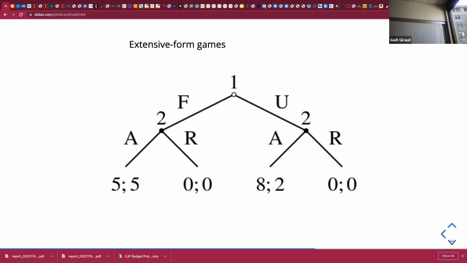So now to understand who is going to play what, obviously, suppose you are player 2, and suppose you are on the left here. Then what will you do? You will obviously choose A in order to get 5. Okay. And if you're on the right, you will obviously play A again in order to have 2. Knowing this, player 1 will have to choose between playing F, in which case he or she knows he will get 5, or playing U, in case he or she knows he will get 8. So he will play U, obviously.